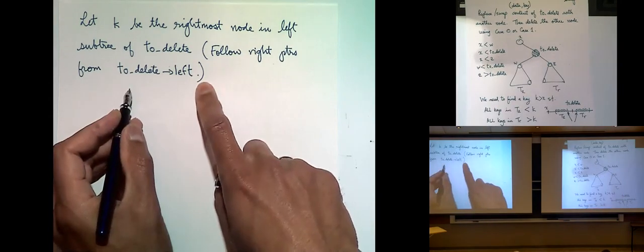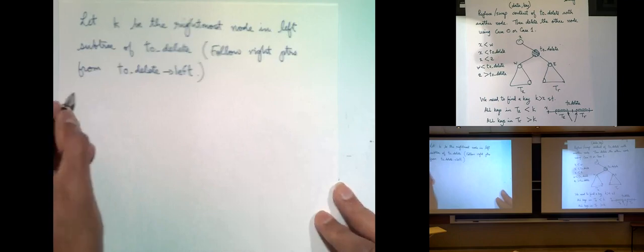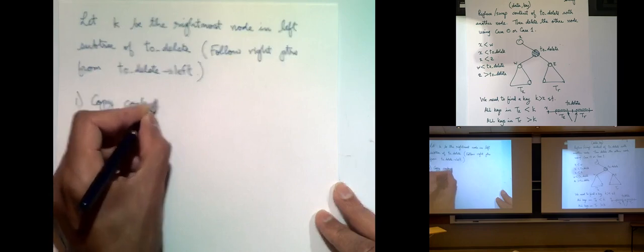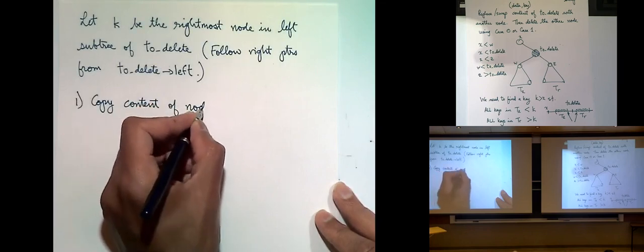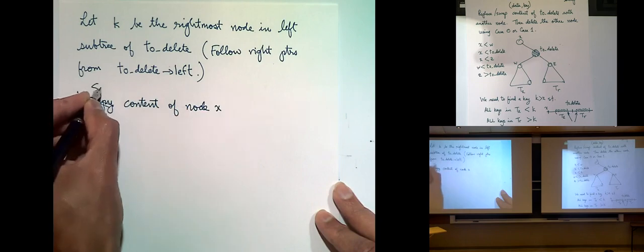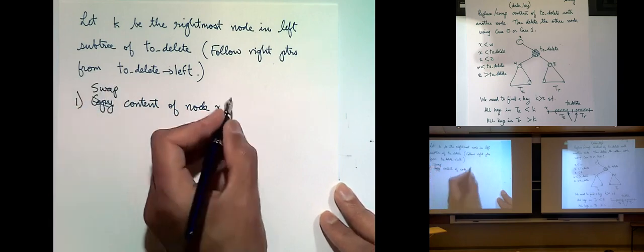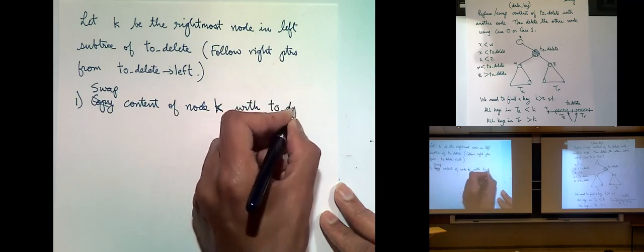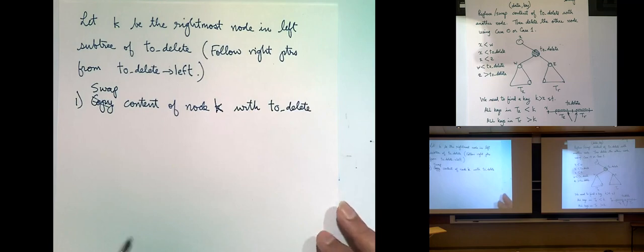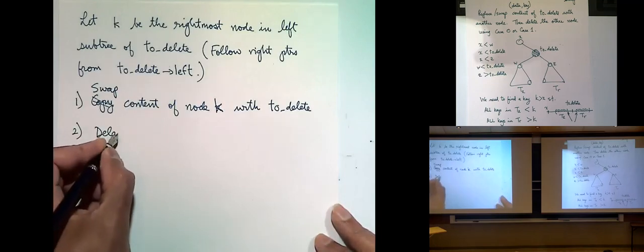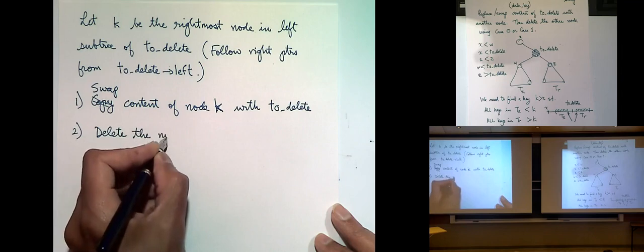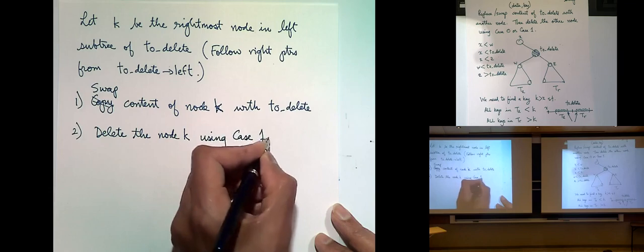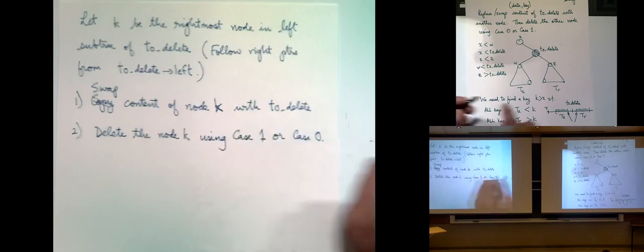So this node is what we'll do: we will simply copy the content of node K, or I should say swap the content of node K with 2delete. So just swap the content, and then delete the node K using case 1 or case 0, depending on what happens here.